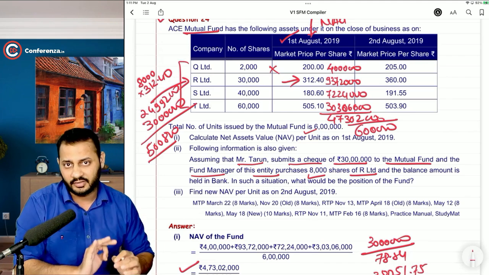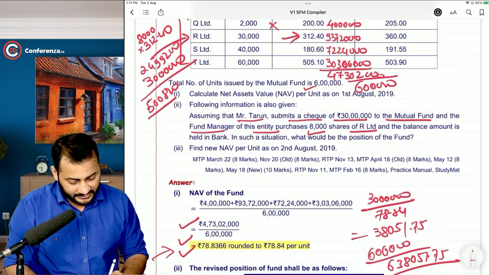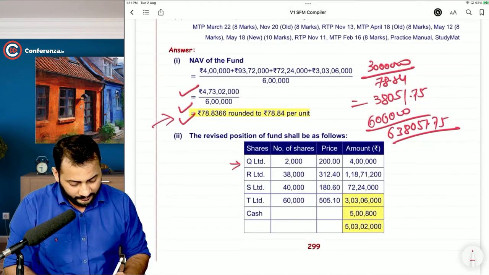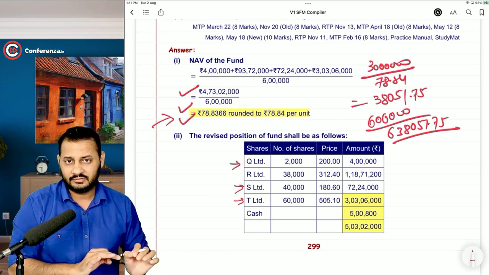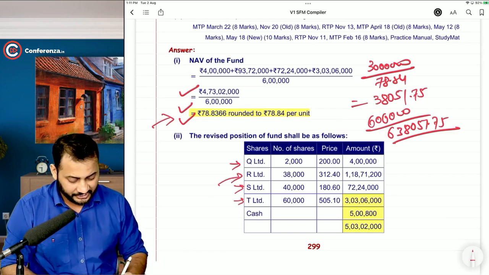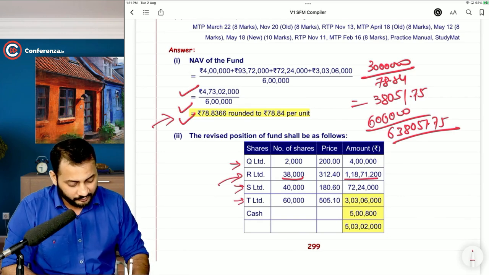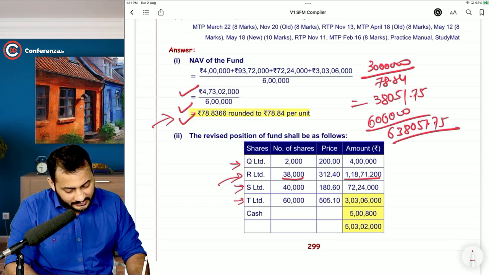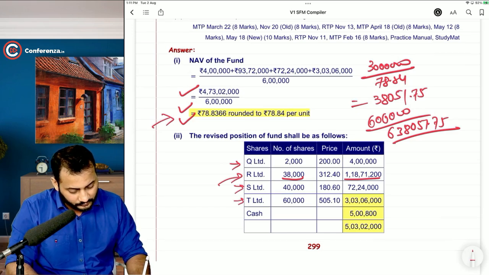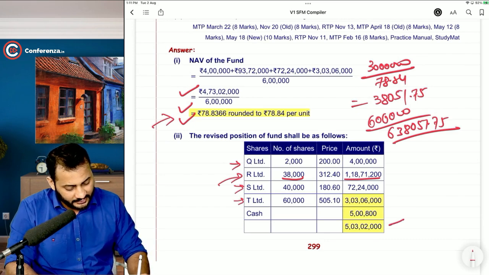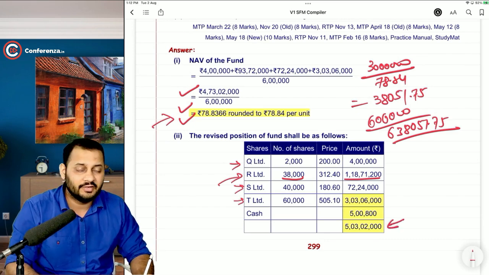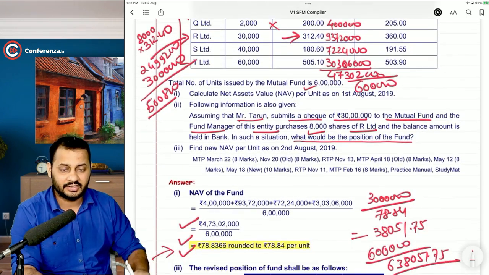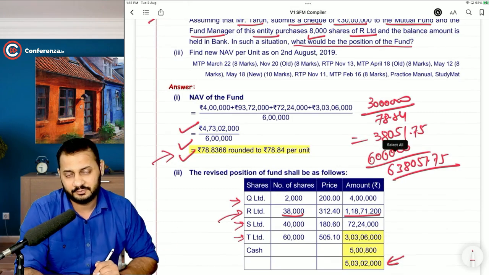the same figure. See, the question is saying what would be the position of the fund now? Have a look now. You have Q Limited, S and T Limited as it is. But R Limited has changed from 30 to 38,000, from this figure to 1 crore 18 lakh 71,000. So the net assets have increased to 5 crore 3 lakh 2,000. Earlier it was only 4 crore 73 lakhs. Now it is 5 crore 3 lakhs.